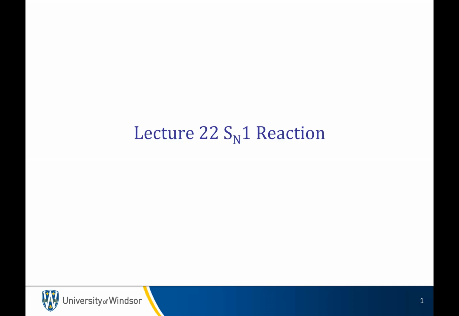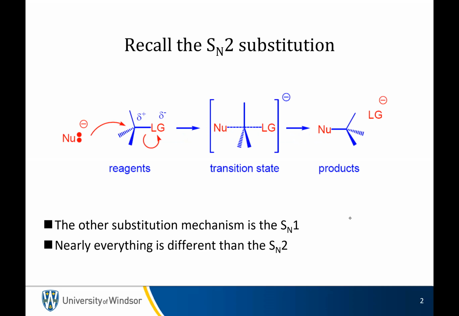So last class we wrapped up with the SN2 reaction, and today we're moving on to the SN1 reaction. Again, we just covered this.